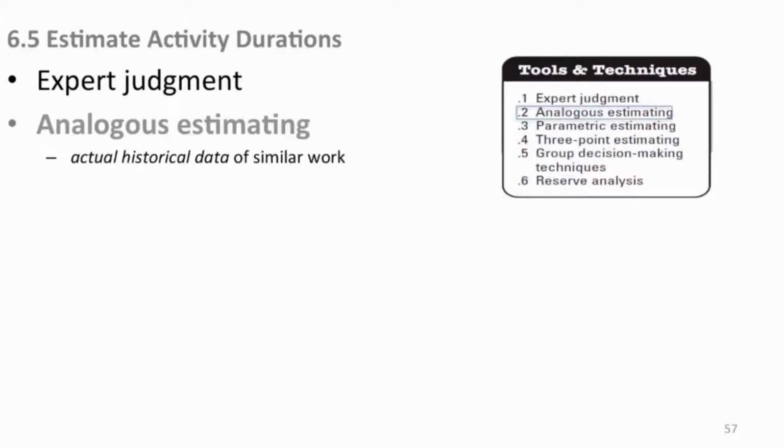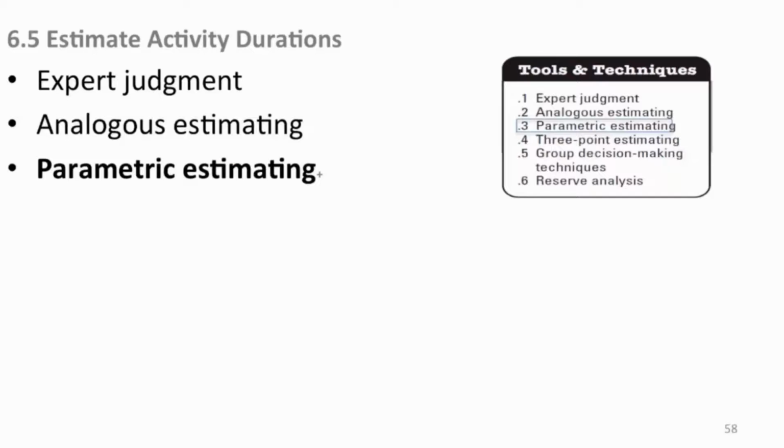So here we go. Analogous estimating. The actual historical data of similar work. It's an analogy. It's like that. So you can look at past history, historical database, figure out, and make an estimate. Well, it took this long on that project to do this kind of thing. It's similar here, so we're going to assume it'll take that long here, and you may make some adjustments in your mind for whatever.